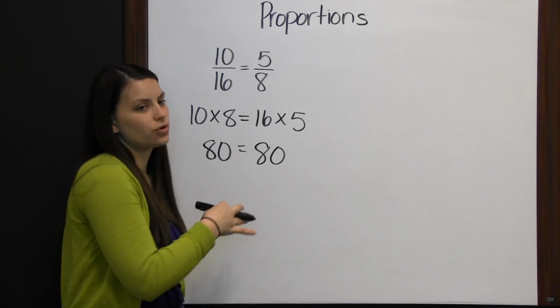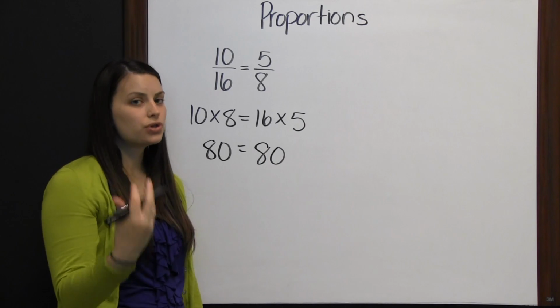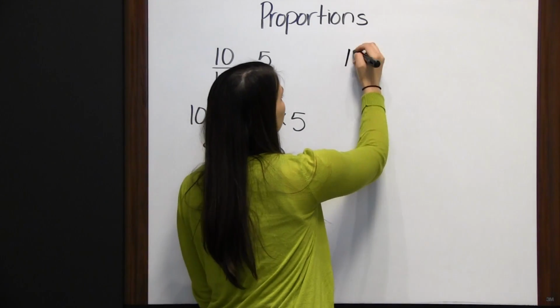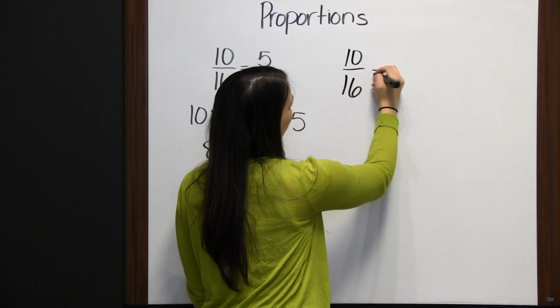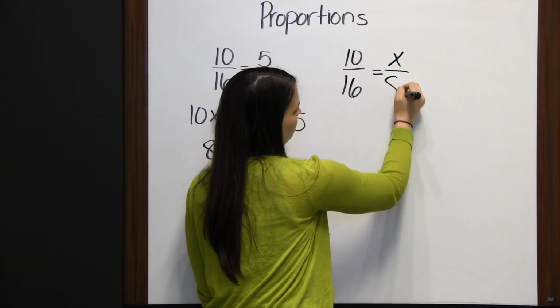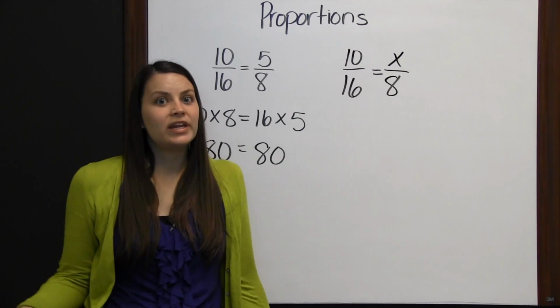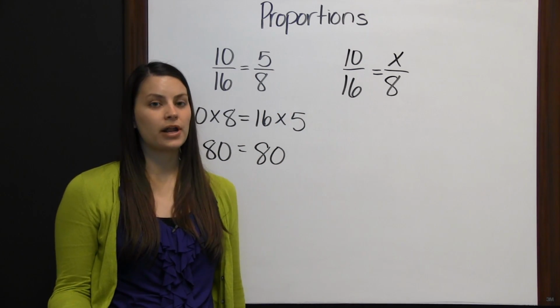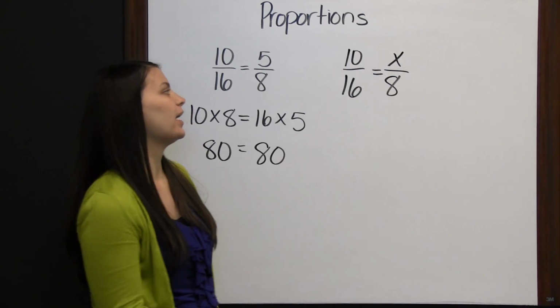We can also use this cross products principle to solve proportions. For instance, if instead of 10/16 equals 5/8, we had 10/16 equals x over 8, as in we didn't know what our numerator was, then we could use cross products to solve for our variable x.